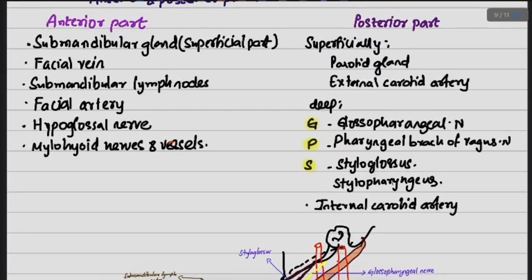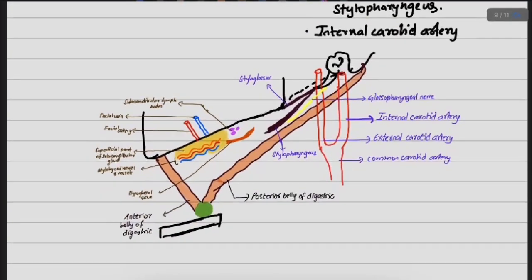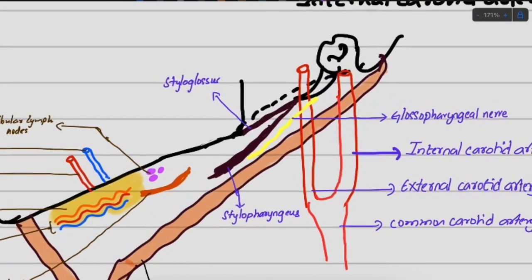And deep parts, you can remember the deep relations of the posterior part, or the deep contents of the posterior part, with a mnemonic as GPS. G for glossopharyngeal nerve, P for pharyngeal branch of vagus nerve, and S for styloglossus muscle. And we also have stylopharyngeus muscle and internal carotid artery. You can appreciate them here.